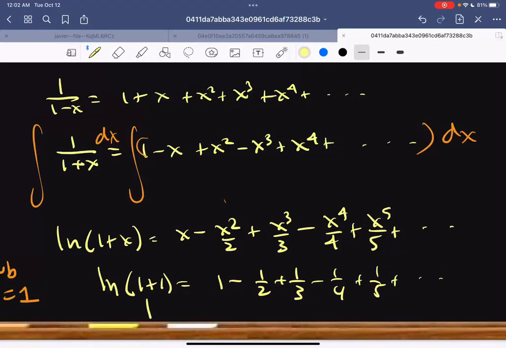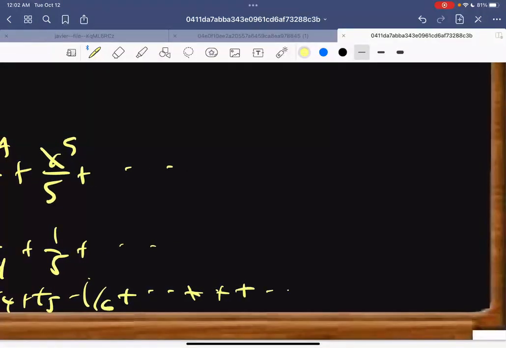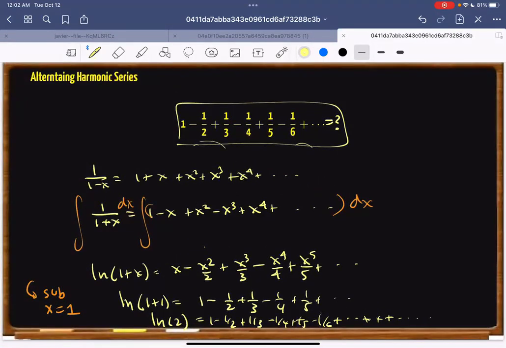So in fact, I would get that ln of 2 is equal to 1 minus 1 half plus 1 third minus 1 fourth plus 1 fifth minus 1 sixth, and so on and so forth, all the way to infinity, until the sun stops shining. And lo and behold, I get the precise number that infinite series is equal to. It's equal to ln 2.